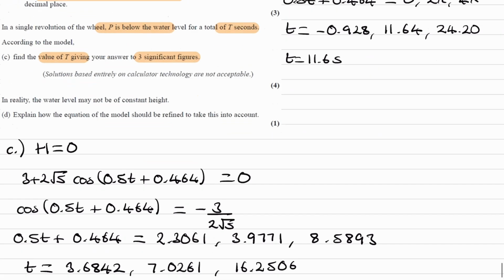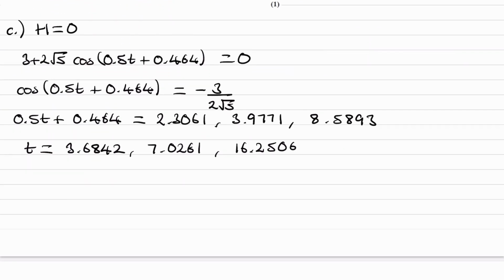So if we work out the difference between these times here, let's call that delta t. If we work out the difference, that will tell us the time either when P is above or below the water level. So for the first 2 times, so this one and this one, if we find the difference between them, we end up with 3.342 seconds. And if we find the difference between these 2 times here, we end up with 9.224 seconds.